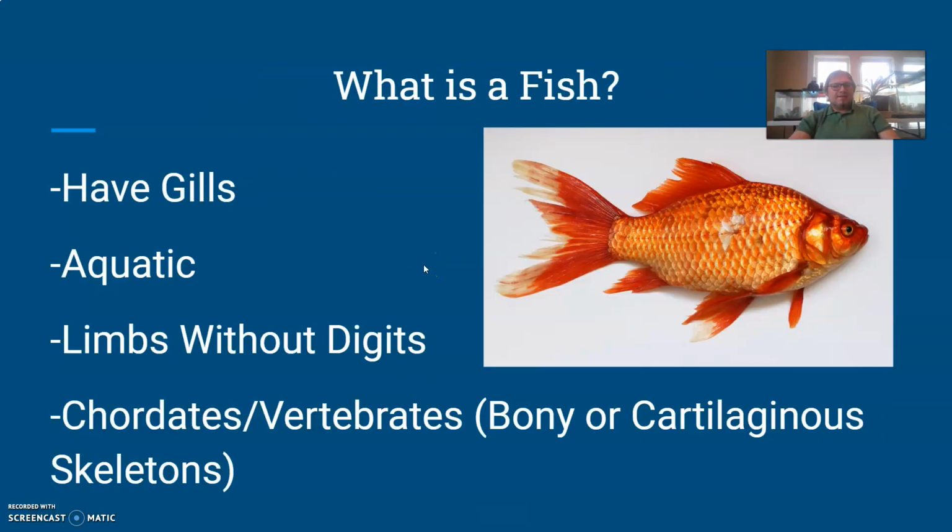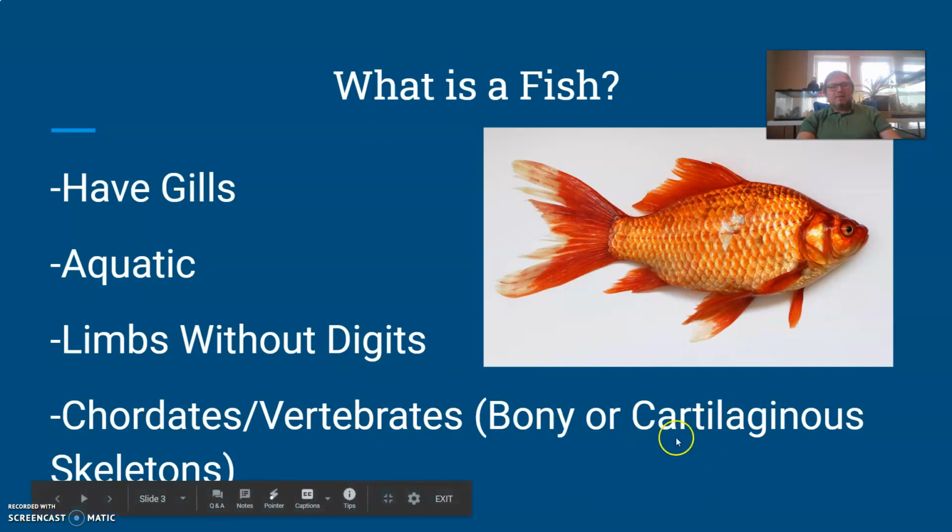And then finally, the last thing that we want to keep in mind for all fish: they are all chordates and vertebrates, which we've already discussed. They have bony or cartilaginous skeletons. Being a chordate or a vertebrate, like we said before, they have a backbone that runs through here, and they have a nerve cord that is running within that backbone.